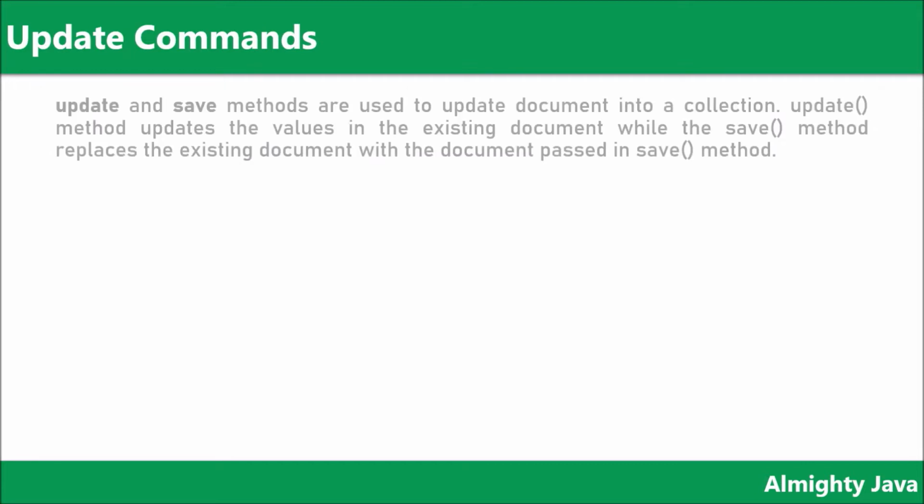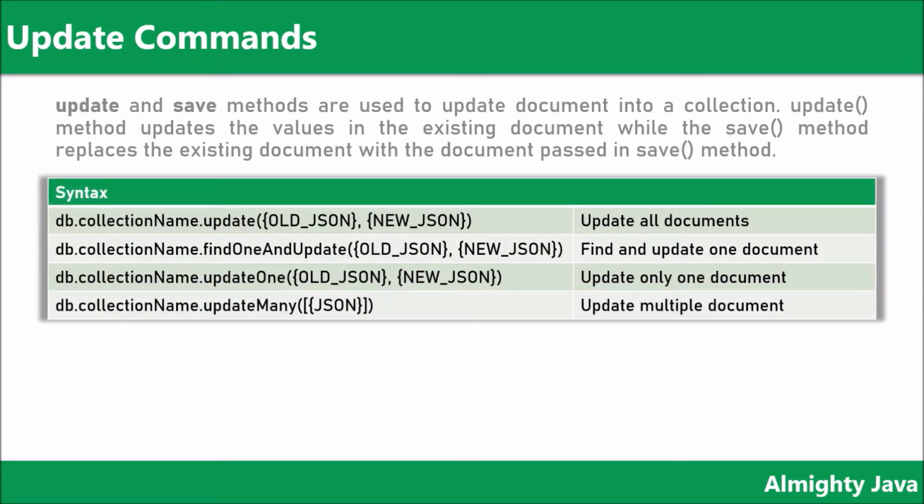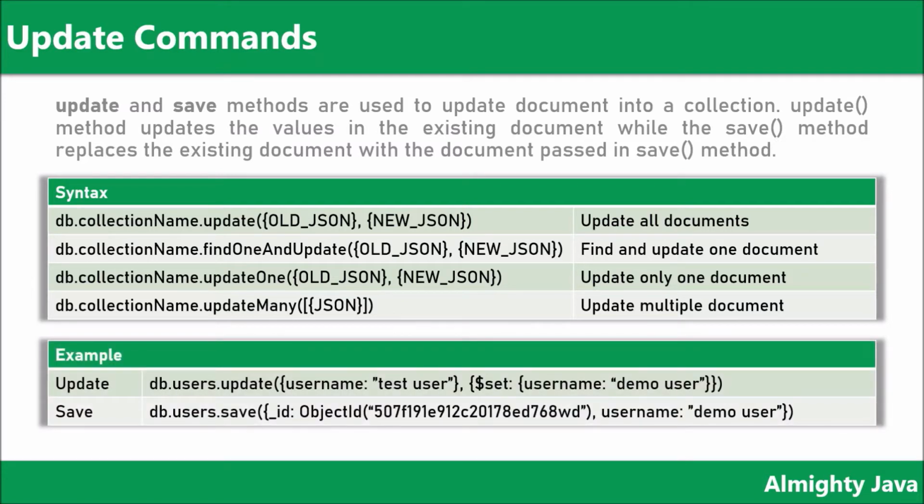Update commands. Update and save methods are used to update documents in the collection. The update method updates the value in the existing document, while the save method replaces the existing document with the document passed in the save method. Here is the method syntax for update, find one and update one, and update many documents from the collection. Here are the examples for updating a document.